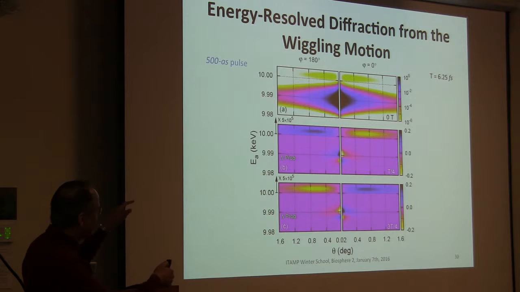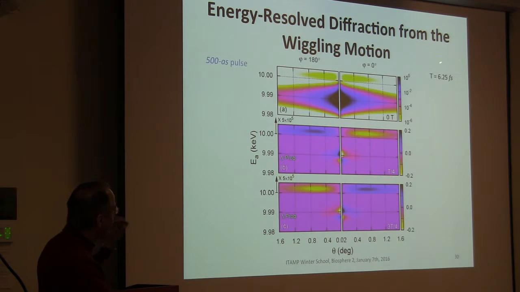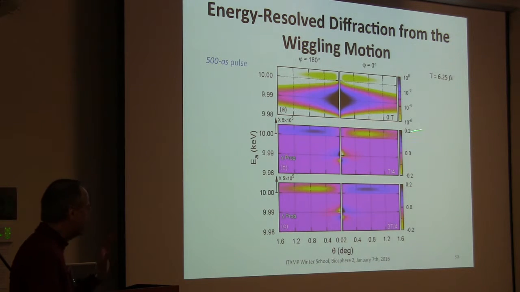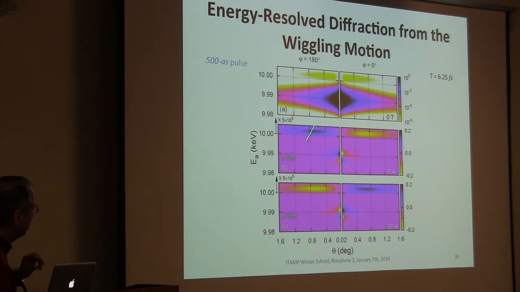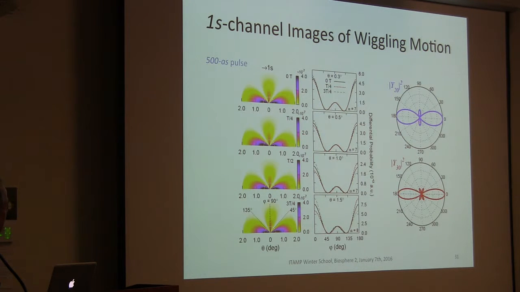wiggling motion of the 3p and 4d states. Sorry, I've changed states here. So this is the wiggling motion of 3d and 4p, which are asymmetric. You get this scattering pattern, you subtract it from the data for T over 4, and you see the asymmetry of this wiggling mode.